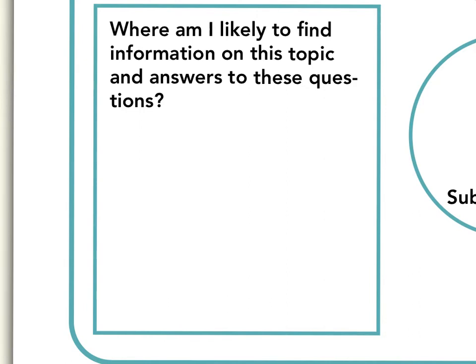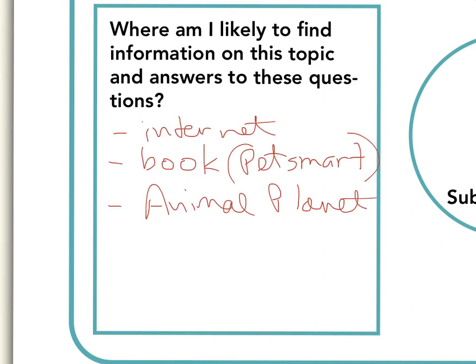Once you've figured out what questions you want answered, you need to think about where you're likely to find information on this topic and answers to these questions. So I've thought of the following 3 sources of information. I could use the internet, that's probably what I'll mostly use. I could buy a book about cats like at PetSmart, or maybe even go to the library. And maybe I could watch something on a show like Animal Planet about terrible cats and get some tips about how to take care of cats.